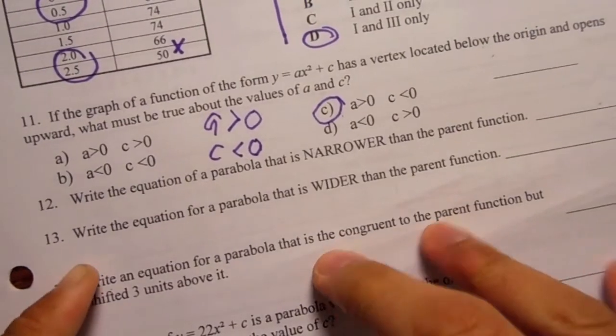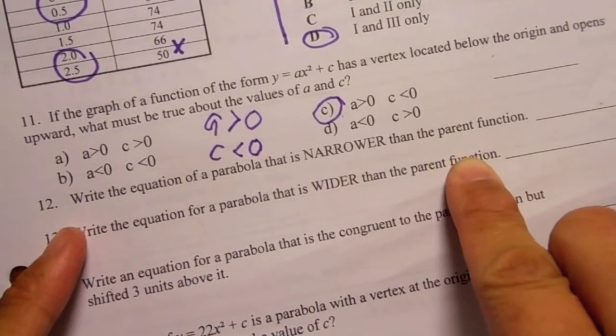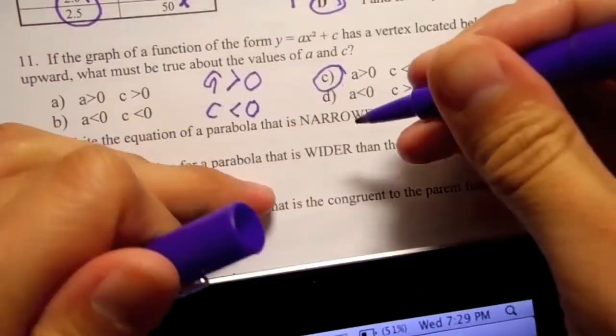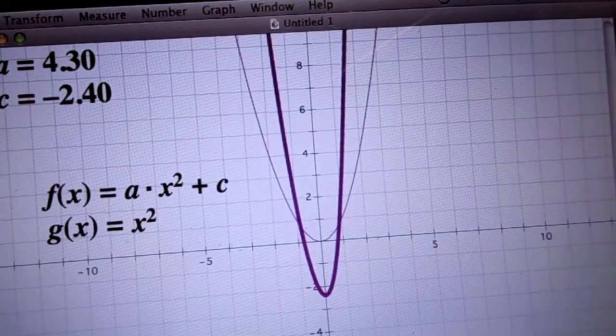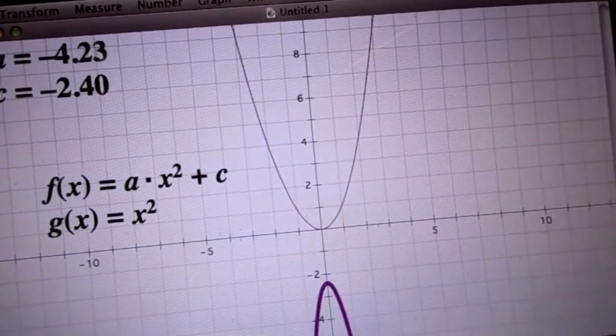So for number 12, it states write the equation of a parabola that is narrower than the parent function. In regards to being narrow, we're only dealing with the a value. As we increase the a values, it becomes more narrow, whether positive or negative.